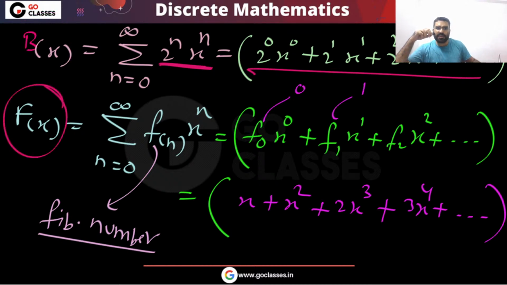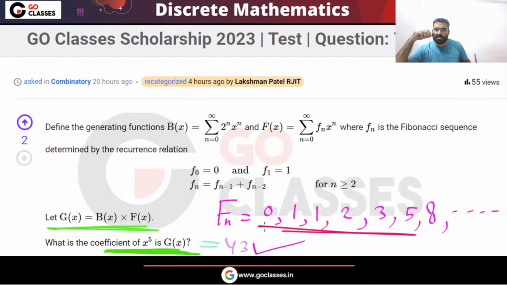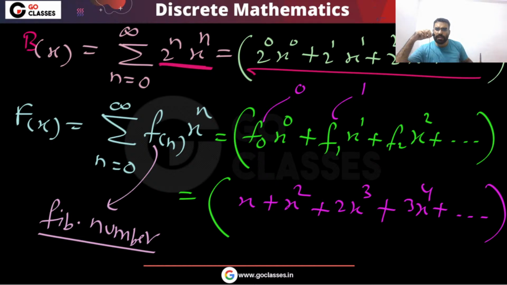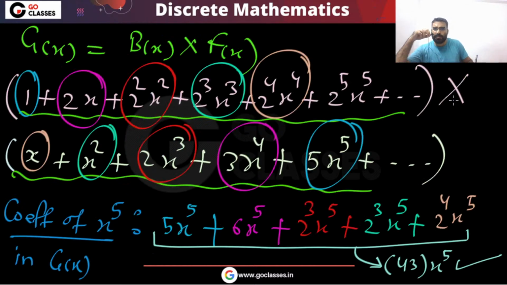The next generating function is Fx, that is f0 x power 0, f1 x power 1, f2 x power 2, and so on. This is the Fibonacci series: 0, 1, 1, 2, 3, 5, 8, 13, and so on. What we have to do? We have to multiply them. Gx is equal to Bx multiplied by Fx.